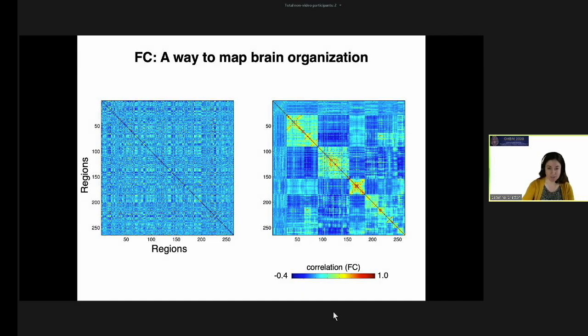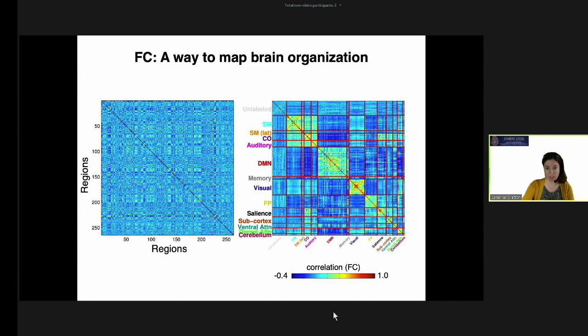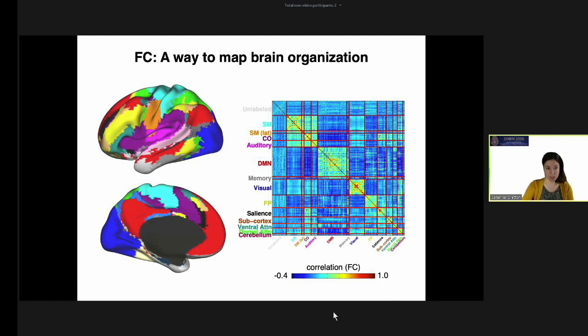Now, because of this nice structure, we can then use a variety of different community detection algorithms to identify systems of the human brain, which I've marked off here with the different red lines and painted on the brain in different colors as shown here.